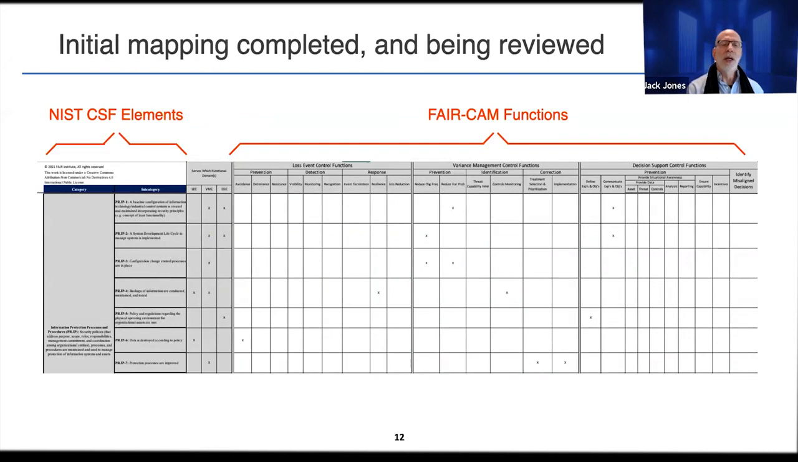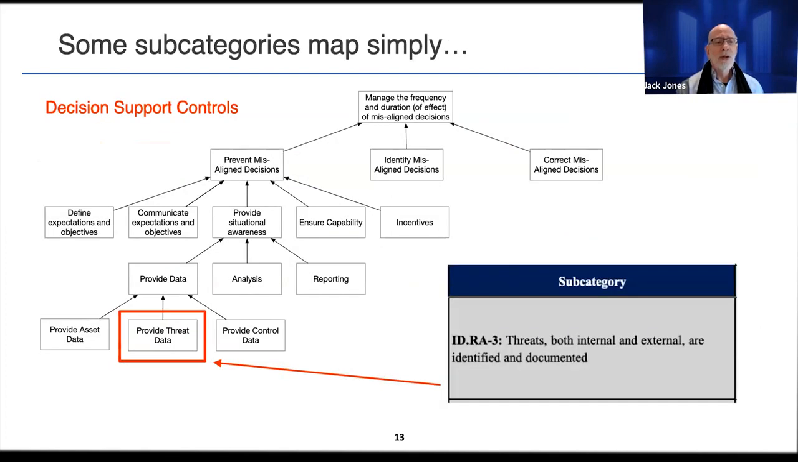if I can advance, again, I wanted to just share that the mapping actually is mostly done, right? There's a first version of the mapping that's been done and is being reviewed and refined, and we anticipate publishing this quarter. One of the insights we gained from doing this mapping is that some of the subcategories in NIST map very simply, 1-to-1, like this one, ID.RA-3 maps directly to that component of the decision support domain.